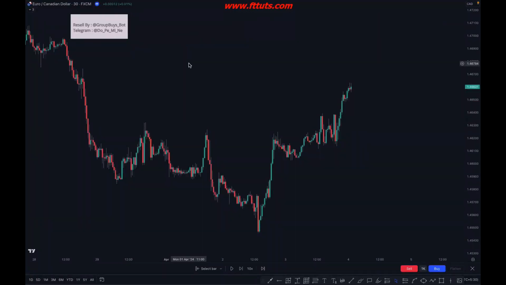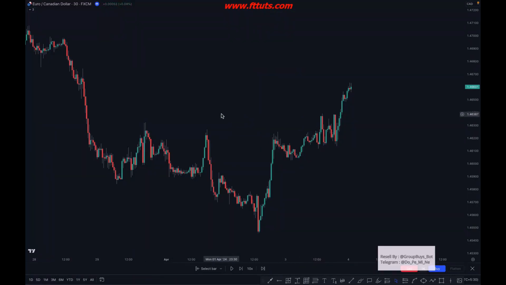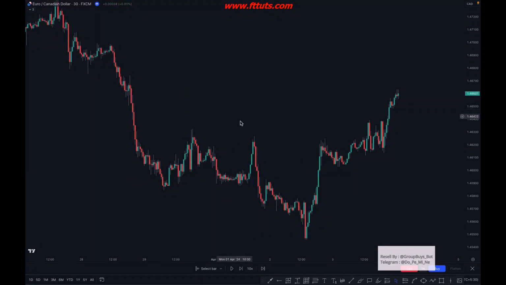This is our EURCAD chart in a 30-minute time frame. You can see here market momentum, what is happening right now. Market is trying to go higher. Before this move upside, market was completely bearish and everything is bearish here.